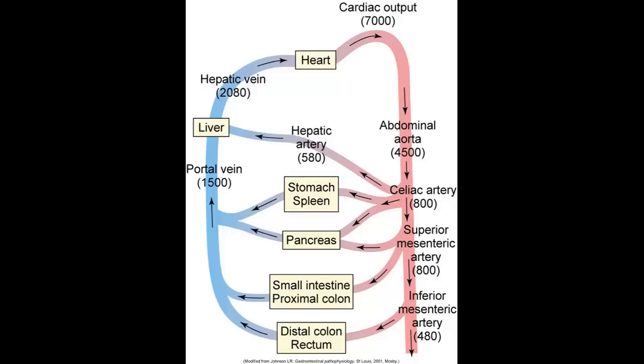The hepatic artery is going to get a good proportion, 580 mLs, and you can see the amount of blood flow starts to decrease as we get down toward the distal colon and the rectum. And then it all filters back up into that portal vein, which goes back up through the liver and then to the heart again. So the liver is filtering here on the way back to the heart. If there's a liver problem, that means everything in the rest of the system is going to back up. So blood backs up into the stomach, it backs up into the intestine, backs up into the distal colon, etc.